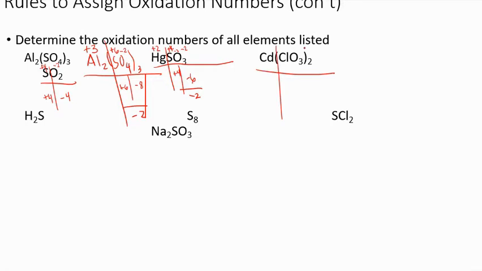This is ClO3, which has a -1 charge. The Cd then has to be a +2 charge. So if I want a -1 charge overall on this side, my oxygen again is -2. -2 times 3 is a -6. My overall charge is a -1 for the polyatomic ion, so that means that the chlorine has to be a +5.